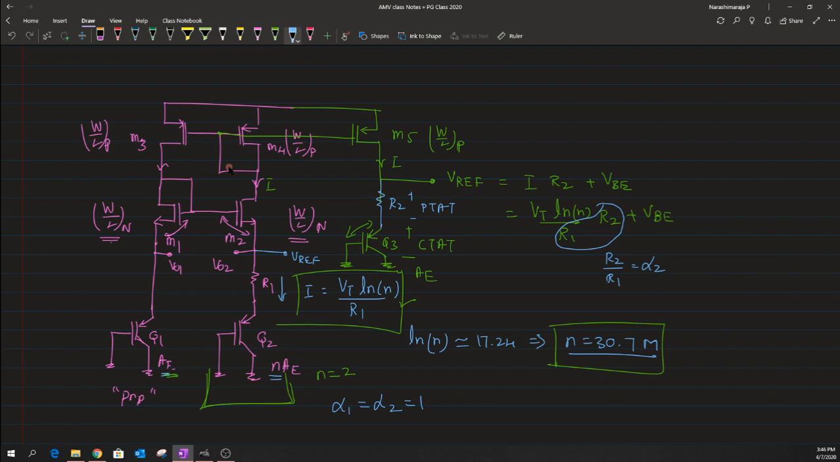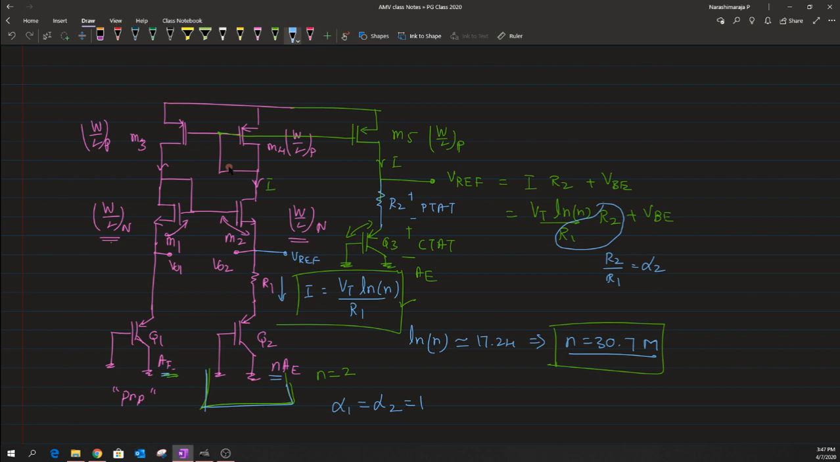So in the previous case, or in the second part of the circuit, the alpha 2 was considered to be equal to 1, but when we added this extra circuit, the alpha 2 is no more equal to 1. So one could have a large resistance value compared to this R1, so that one could bring this entire factor closer to a value of 17.2.